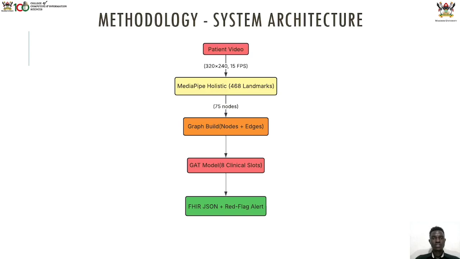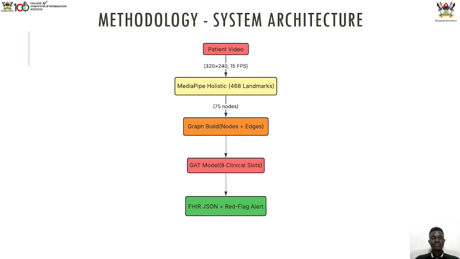System architecture generally. The patient loads the video, then MediaPipe Holistic identifies the landmarks on the body, which is supposed to be 468 landmarks in total. But when you remove the face, because we didn't consider the face, it reduced to 75. So we'll be only considering the hands and the body, with the exception of the face.